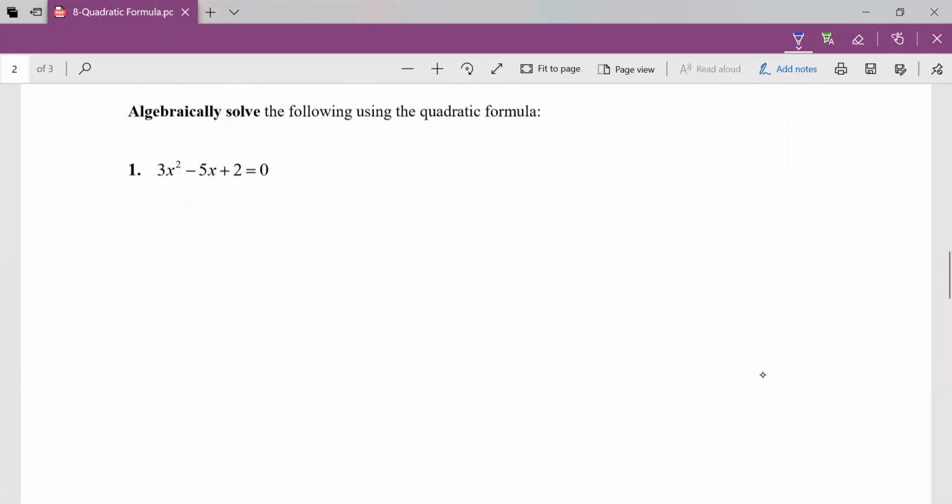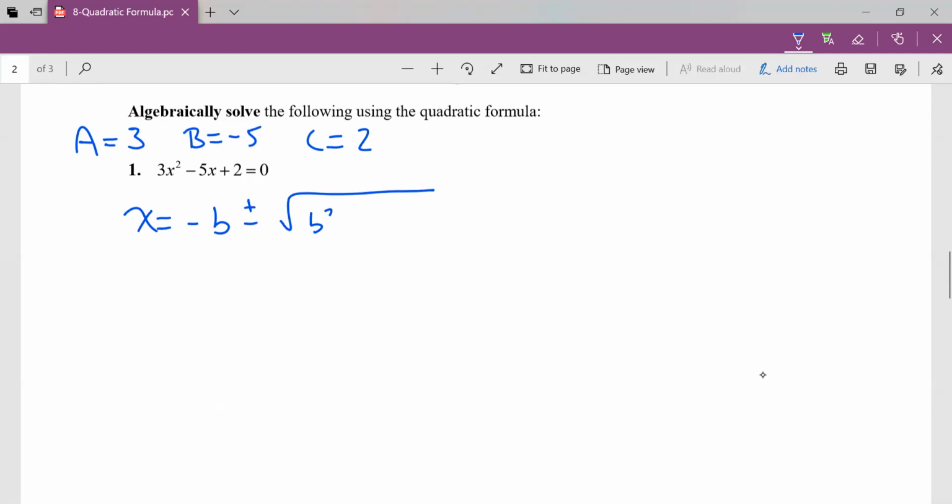Algebraically solve using the quadratic formula. Okay, here's how this works. What we do is our formula for the quadratic has an a, a b, and a c in it. So a is the first coefficient, b is the second, including the negative, and c is the third. Just like that. Always write down my formula. So x equals negative b plus or minus the square root of b squared minus 4ac, over 2a. All of it is over 2a.